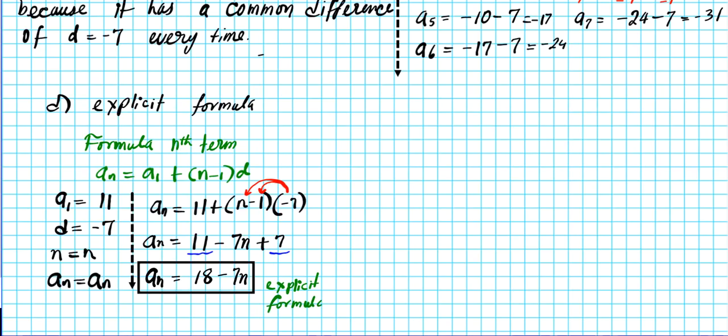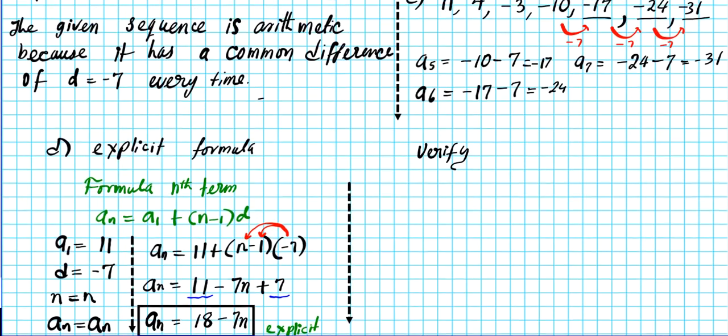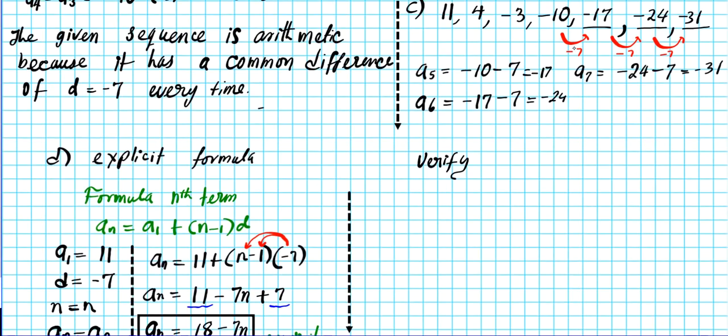Now, is this formula correct? What we have to do next is the verification. Let's verify if this formula is correct. Now, for the verification, we're going to generate the 5th, 6th, and 7th term using this formula and see if they match with what we got here. Okay, so let's go ahead and do it. Let's start with the 5th term.